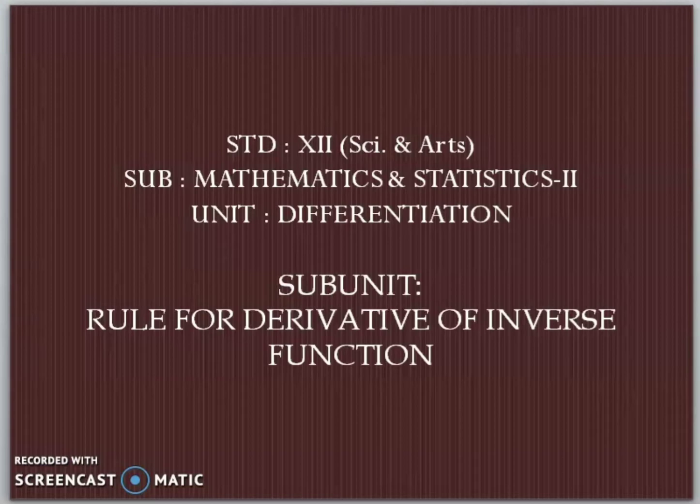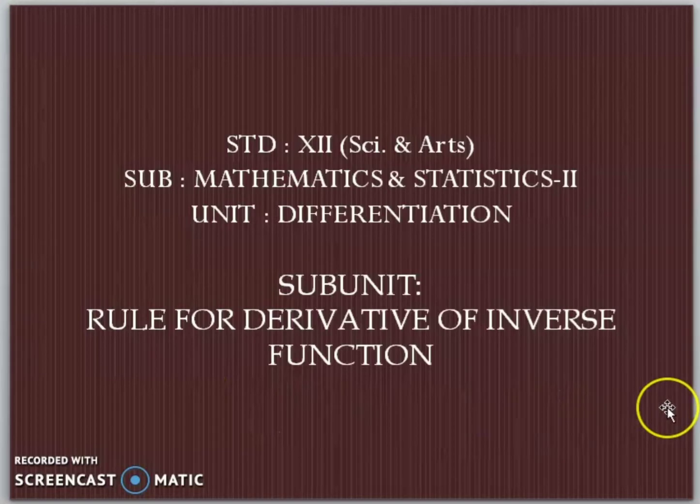This is the second rule, which is the rule for derivative of inverse function, and then there will be a third rule, which is the rule for derivative of a parametric function. So today's discussion is on the rule for derivative of inverse function.